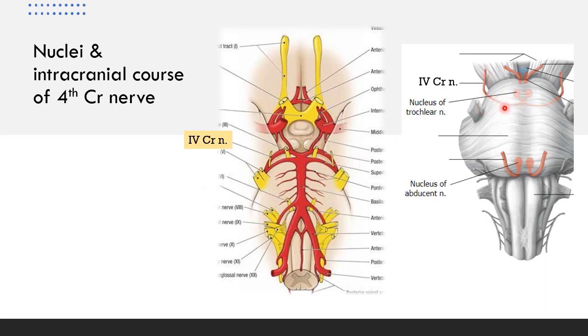Here we can observe the trochlear nerve. Here it is. This is also placed between the same two arteries like the oculomotor nerve. Superiorly it is the posterior cerebral artery, inferiorly it is the superior cerebellar artery. In relation to the oculomotor nerve, the trochlear nerve is laterally located.